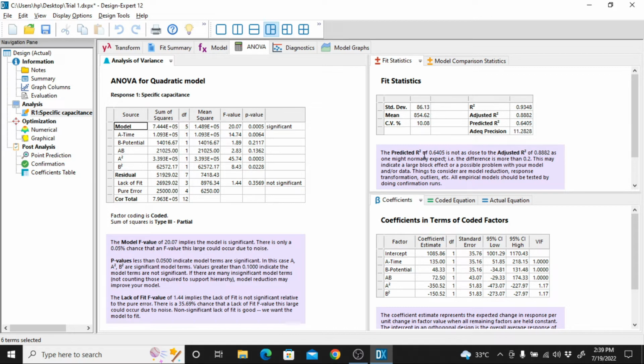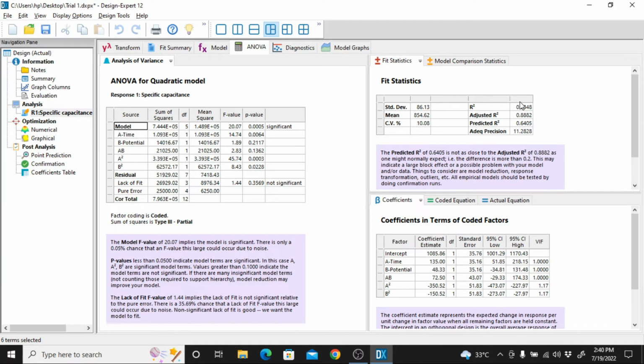And your predicted R-square must be close to the adjusted R-square. In this case, the predicted R-square is not as close to the adjusted R-square because the difference is more than 0.2. It means that the difference between predicted and adjusted must be less than 0.2. Here it is 0.6. You must repeat some experiments to get a better predicted R-square. So here it means that the model predicts the response surface for you, but it is far off from the prediction. That's why some experiments might be repeated to get a good value of R-square.